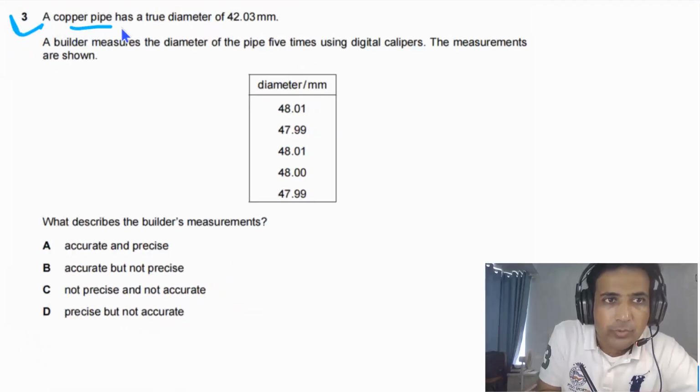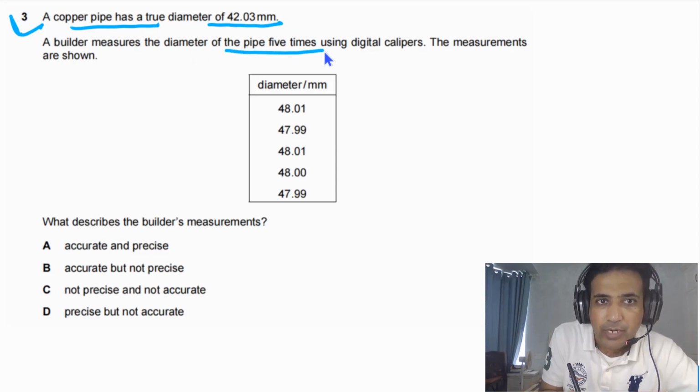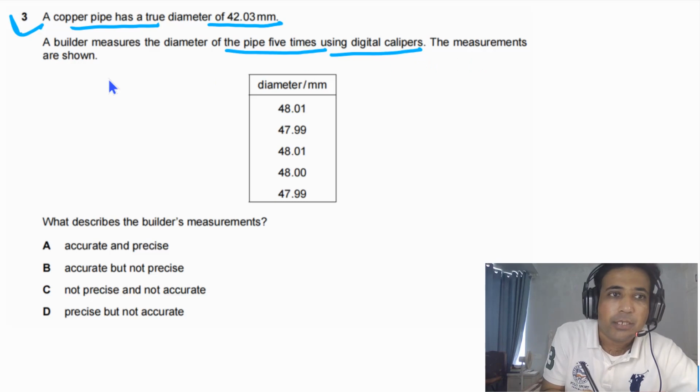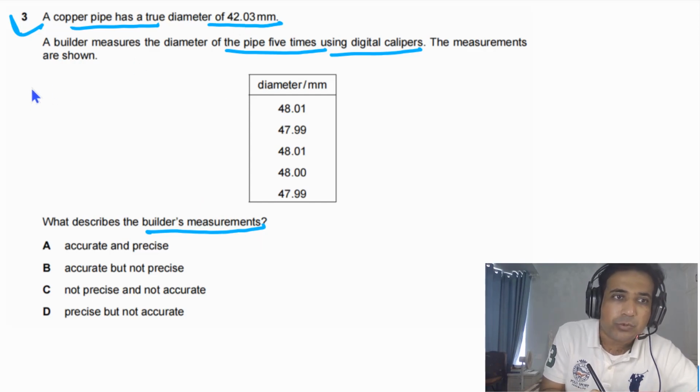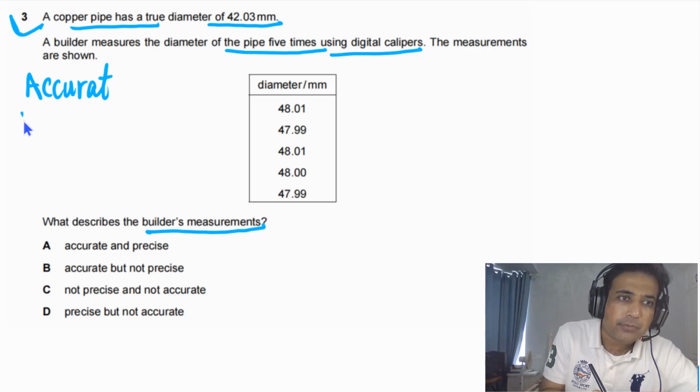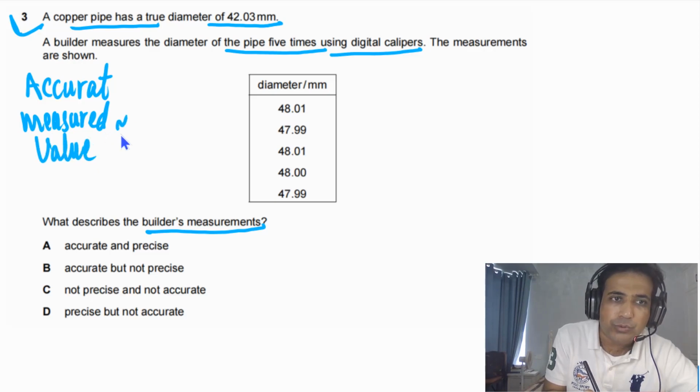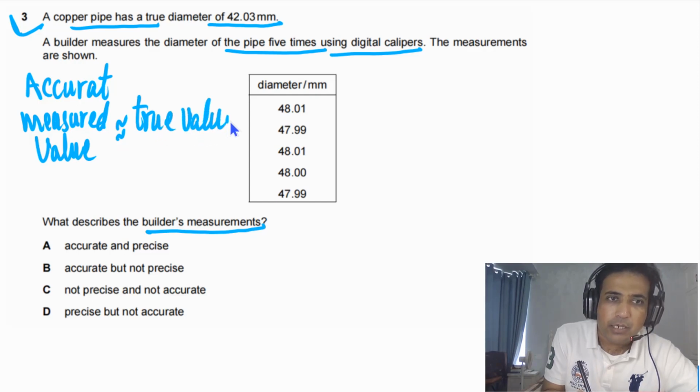Question 3 says a copper pipe has a true diameter of 42.03 millimeters. A builder measures the diameter of the pipe 5 times using digital calipers. The measurements are shown in the table, which describes the builder's measurements. So first of all, in this case, we need to understand what is meaning of accurate. Accurate means that measured value is close to true value. If the measured value is close to true value, it means measurements are accurate.